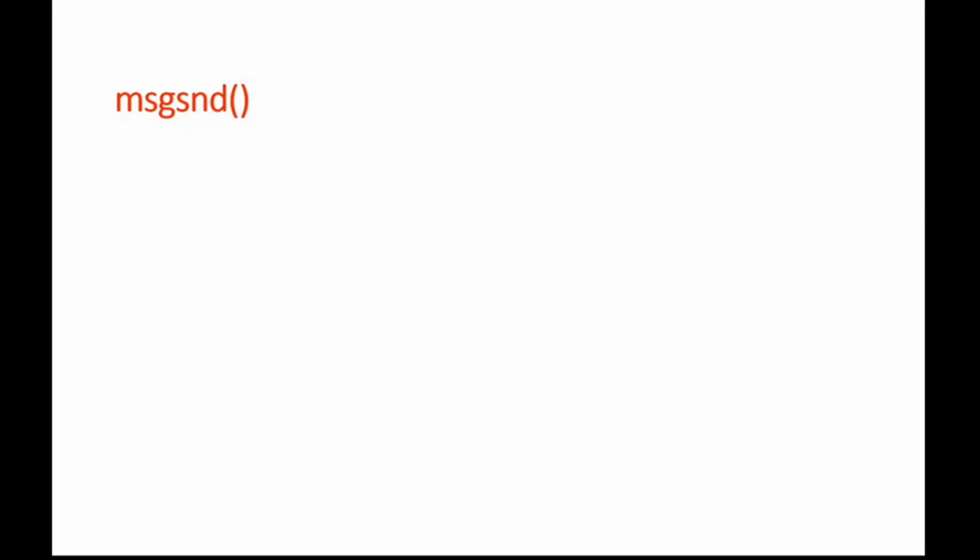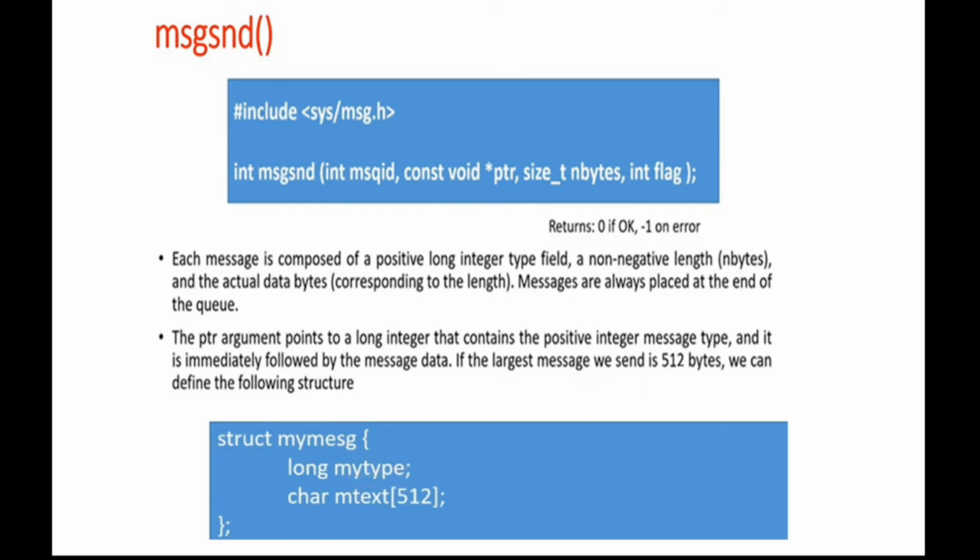Then the next method is message SND. It will be used when data is placed onto the message queue. To place the data on the message queue, you are going to use the message SND. Okay, so this is the syntax for the message SND method. If everything is okay, it is going to return the value 0, else it is going to return an error. Each message is composed of a positive long integer type, a non-negative length which is the n bytes, and the actual data bytes corresponding to the length.